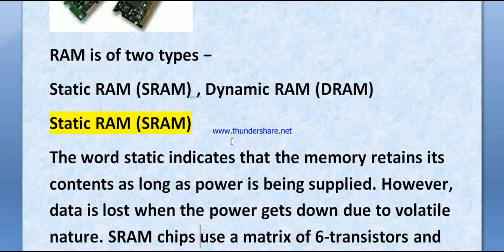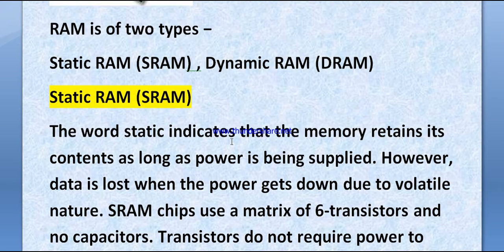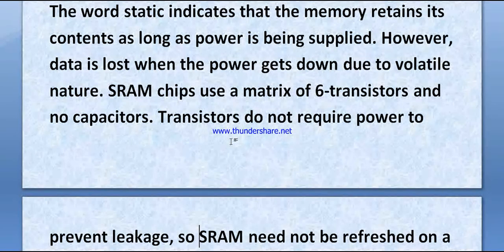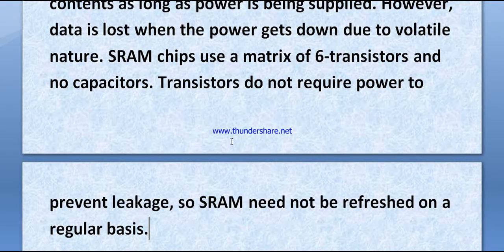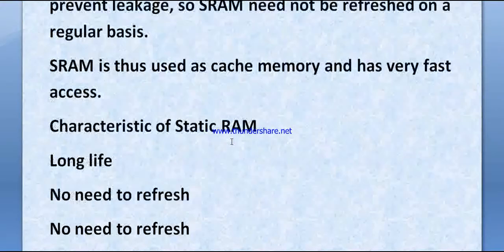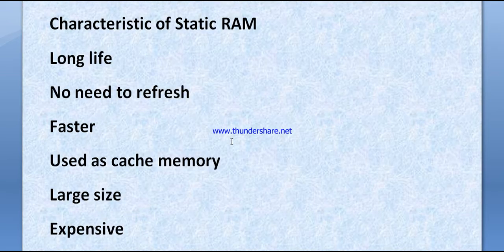that means static, indicates the memory retains its content as long as power is being supplied. Data is lost when the power goes down due to its volatile nature. SRAM chips use a matrix of 6 transistors and no capacitors. The transistors don't require power to prevent leakage, so SRAM need not be refreshed on a regular basis. SRAM is thus used as cache memory and has very fast access.